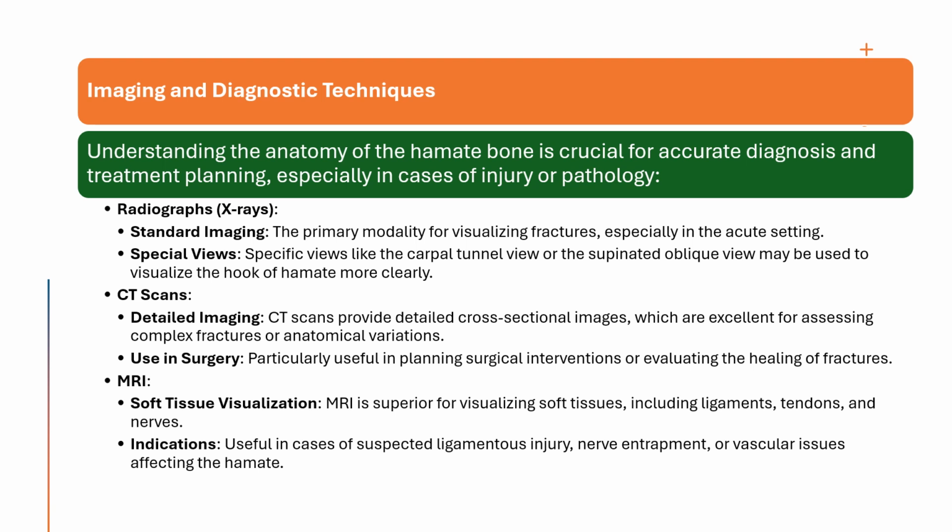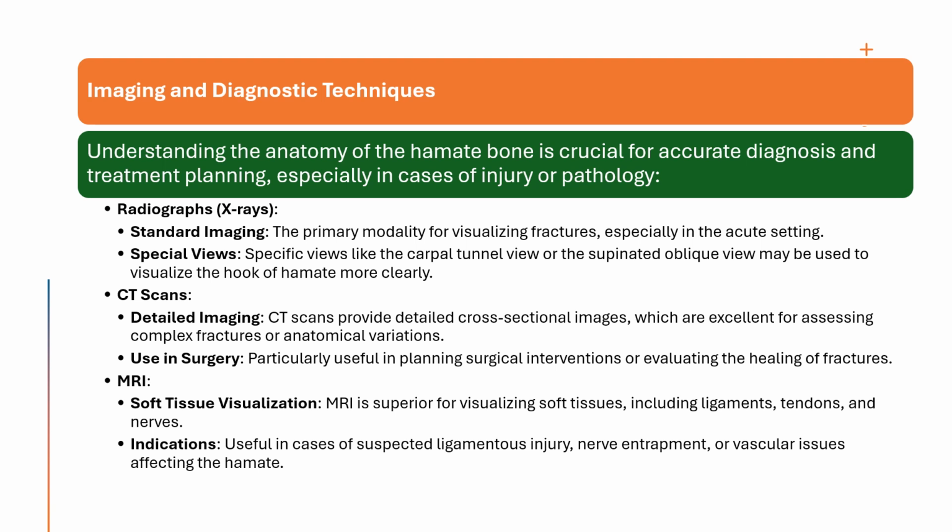Standard imaging is the primary modality for visualizing fractures, especially in the acute setting, and there is a special view for visualizing the hook of hamate more clearly. That special view is also known as the carpal tunnel view or the supinated oblique view. When we want to see the fracture of the hook of hamate more clearly, we take the carpal tunnel view or the supinated oblique view in an X-ray.